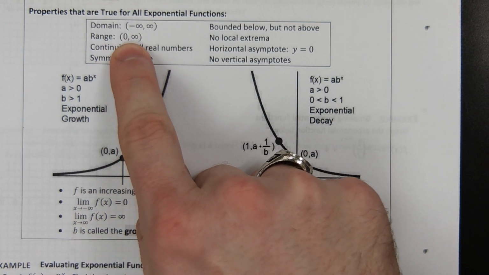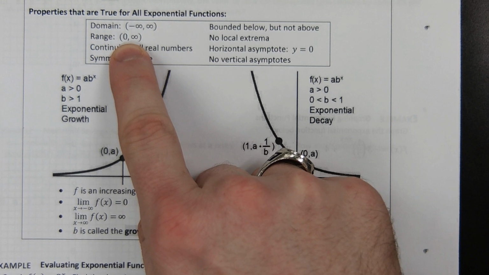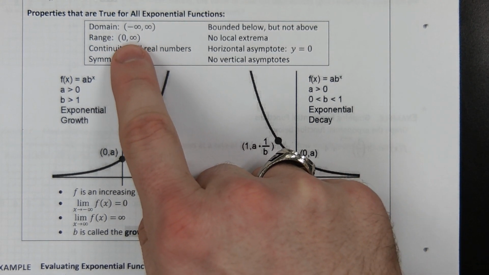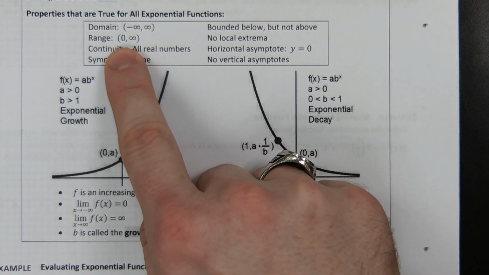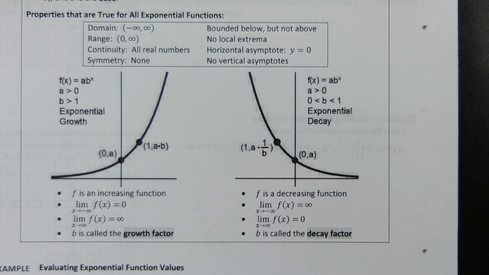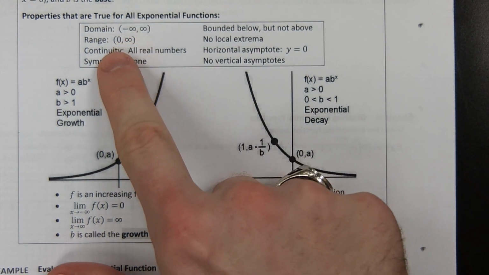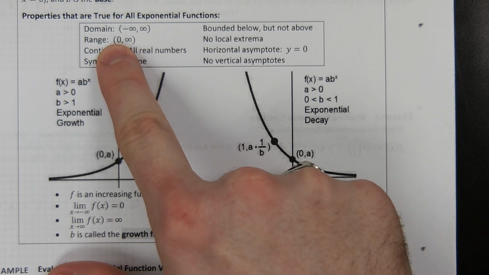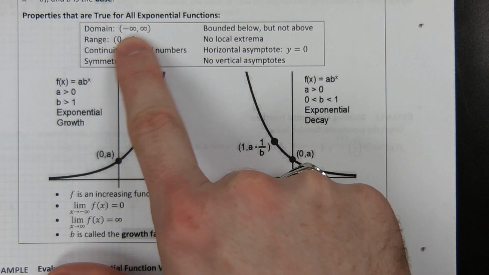And that's why the range is not all real numbers. The range of all of the parent exponential functions is from 0 to infinity. Because b, a positive number, raised to any number you can think of, will always result in a positive number. It could never be negative and will never be 0. And so that's why it goes from 0 to infinity.